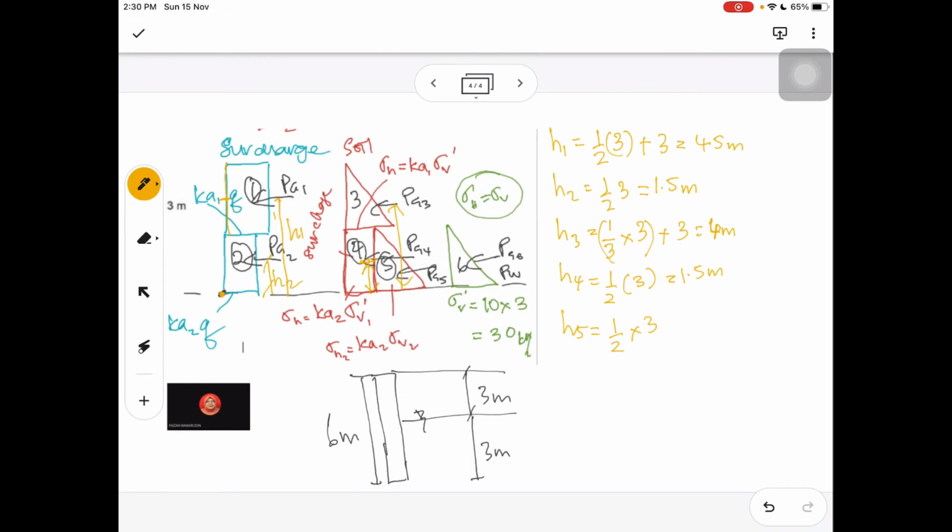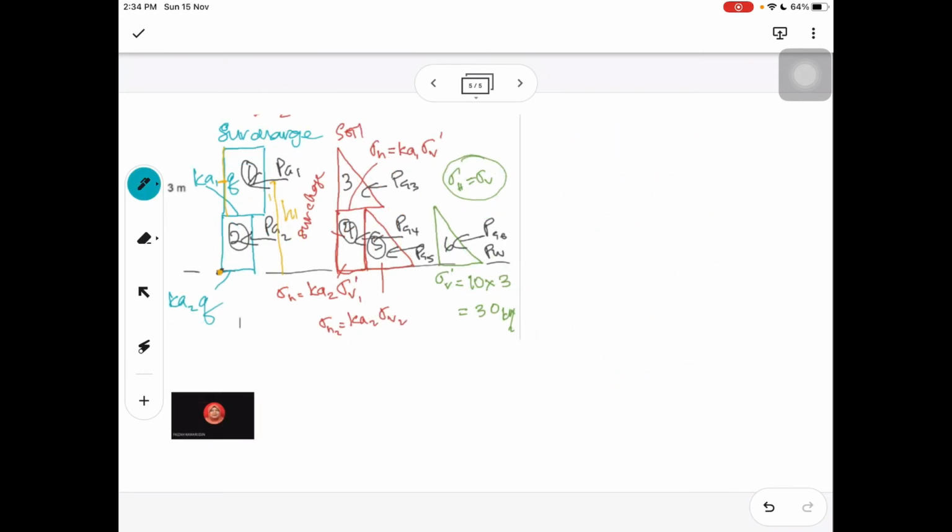1/3 of the 3 meter, which is equal to 1/3. Sorry, 1/3 of the 3 meter, so it's equal to 1 meter. Okay, and lastly is H6. So H6 is the height for this PA, this triangular number 6 from the water. So 1/3 from 3 meter height, which is equal to 1 meter. Okay, that is how to calculate the height for each PA.